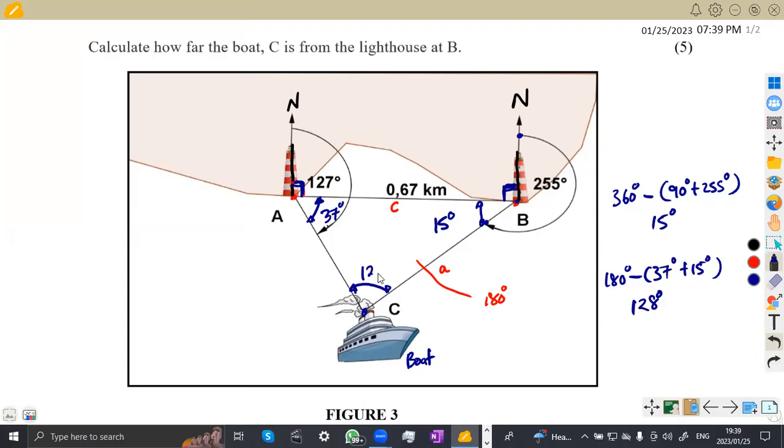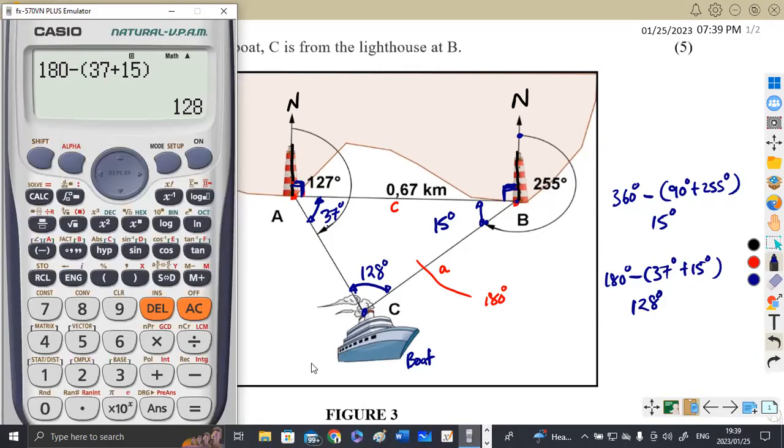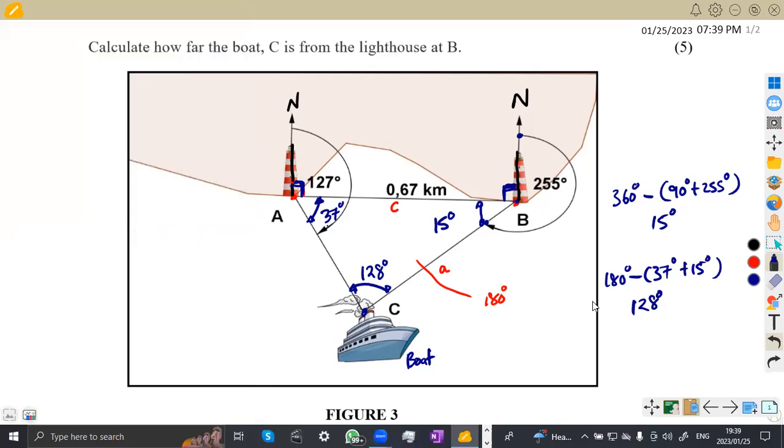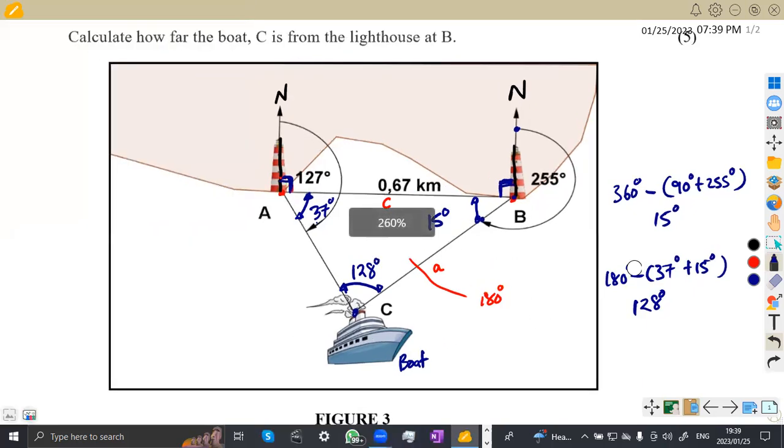If my calculator and I are not mistaken, that's 180. Let me cross check again. That's 37 plus 15 from 180. Yes, that's it. All right, so that's what we have, guys, at this moment.